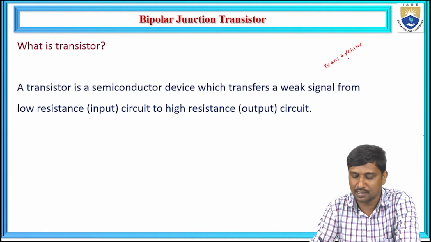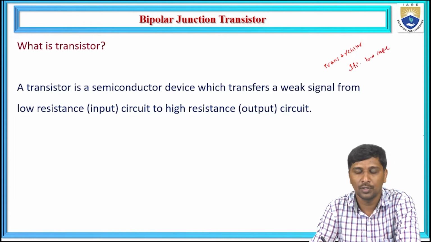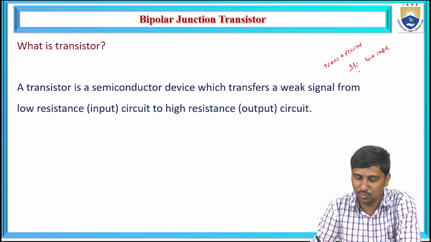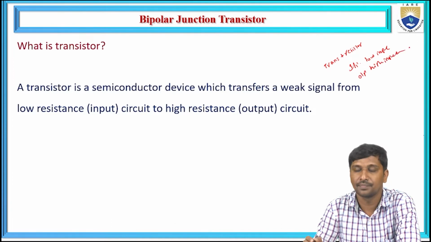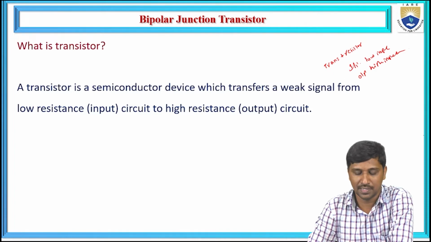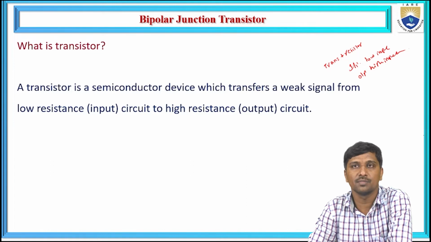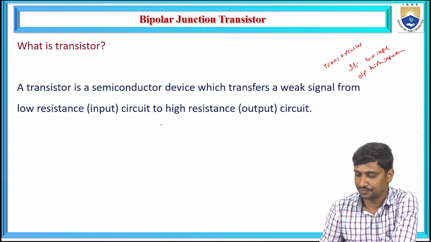For this case, low resistance means on the input side we need to offer low impedance, and to satisfy this definition, at the output side we need to offer high impedance. So a transistor is a semiconductor device which transfers a weak signal from a low resistance input circuit to the high resistance output circuit.